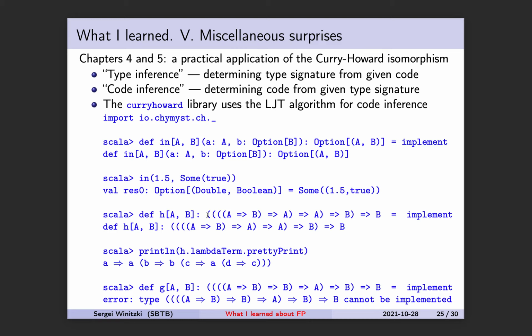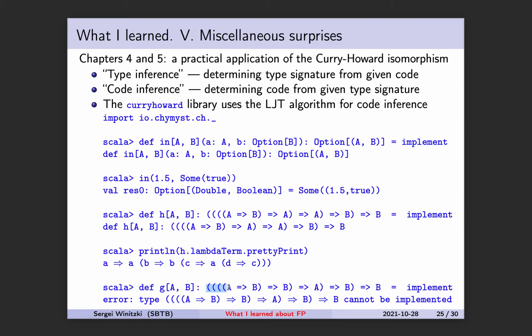Here is a more complicated example of a type signature. This is artificial, just to show you that type signatures could be quite complicated, and it's far from obvious that you can implement a function with this type signature. But the algorithm goes through this type signature and finds the implementation. And so there's a facility to print the code that is generated. And this is the code. So these are some complicated and nested nameless functions.